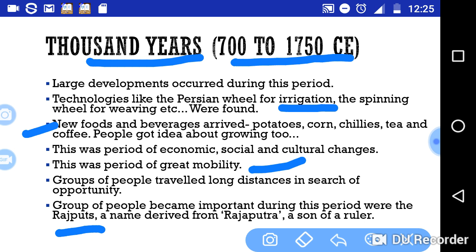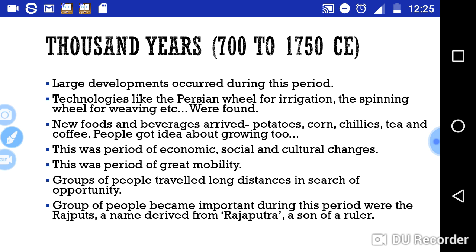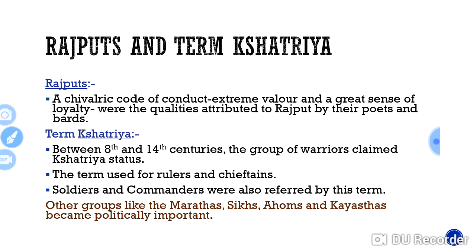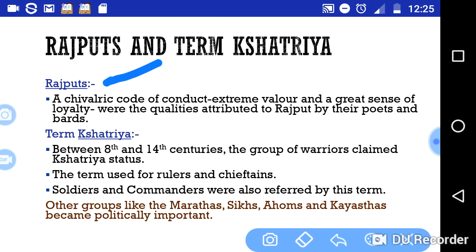The word Rajput came from, or was derived from, the word Rajaputra. Here Raja means king, Putra means son. A son of a ruler was referred to as Rajaputra. From this word, the word Rajput arrived. And these Rajputs had huge respect in society, and there were many poets and bards who were praising the achievements of these Rajputs.